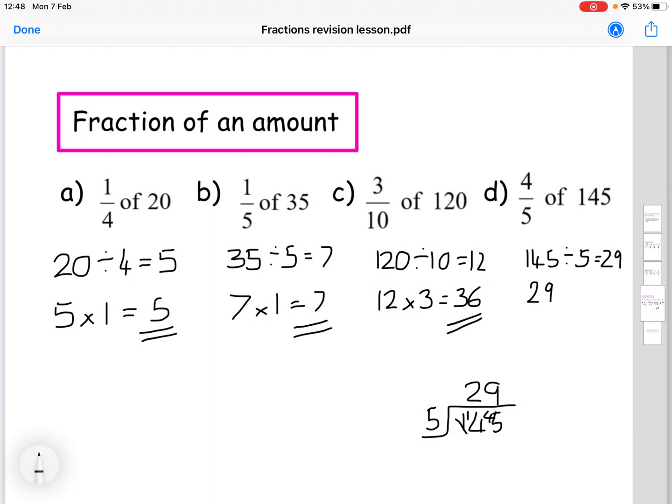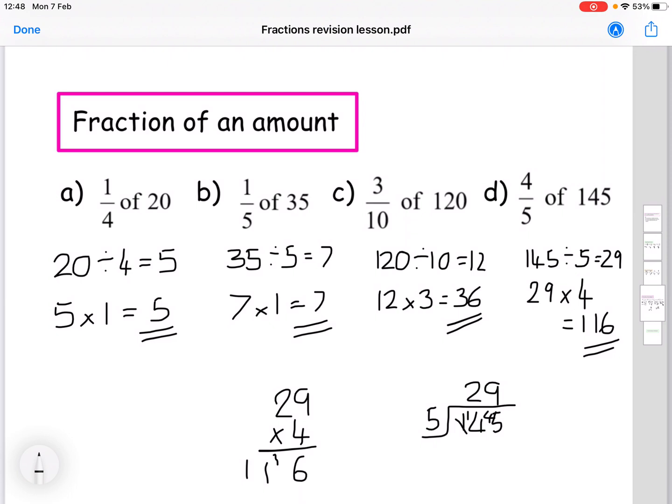So 29 times the top number. So times 4. So again, if you need to do a little bit of working for this, then that's what you do. Okay, so 4 times 9, 36. Carry your 3. 4 times 2 is 8. Add your 3. 11, so 116. Okay, so more for the sort of yellow purples, the fraction questions might just be bigger numbers, and if you have to do the working by hand, then that's what you do. It's all good numeracy practice for you.